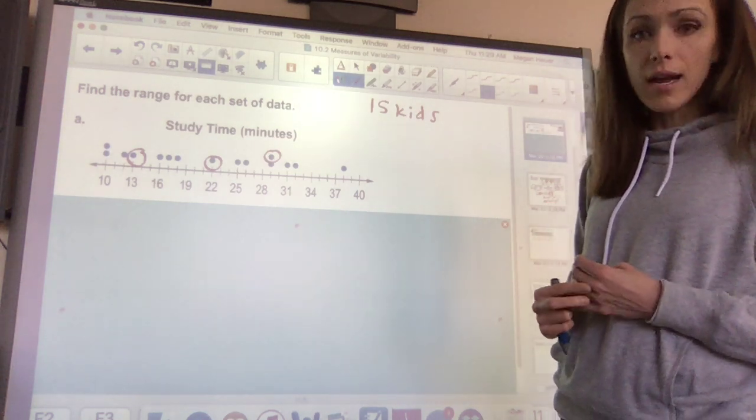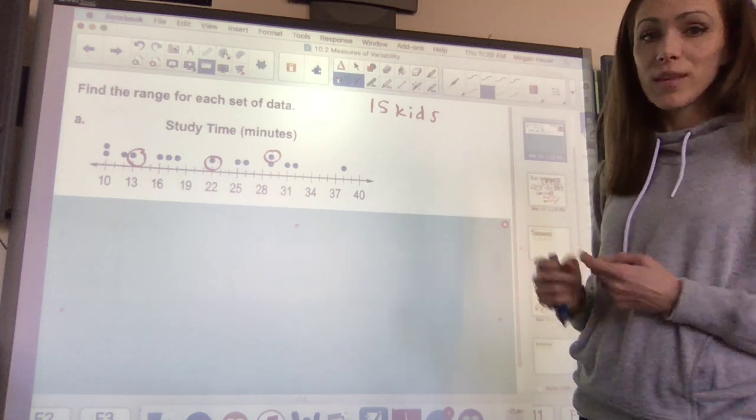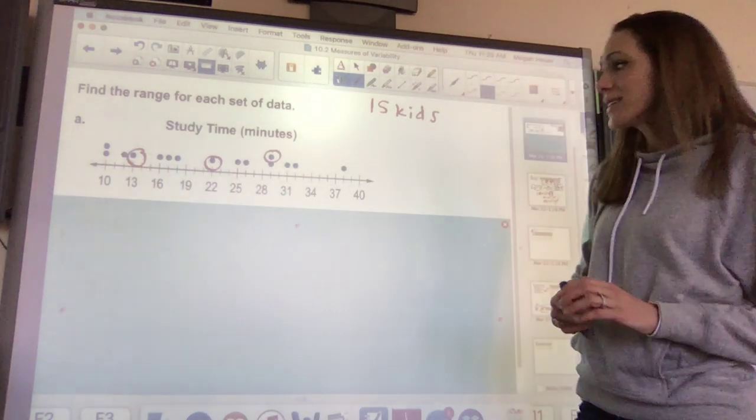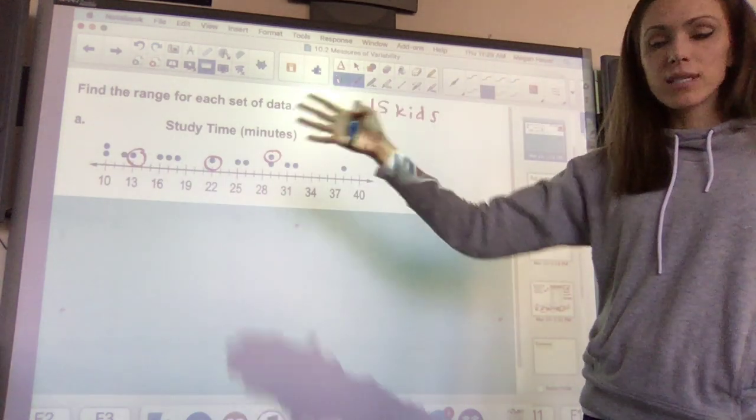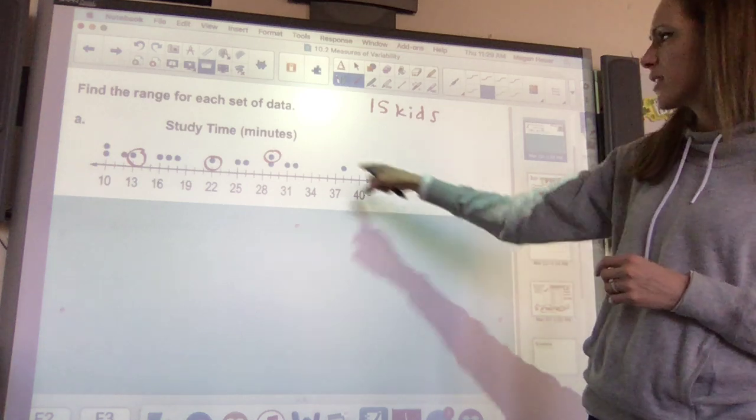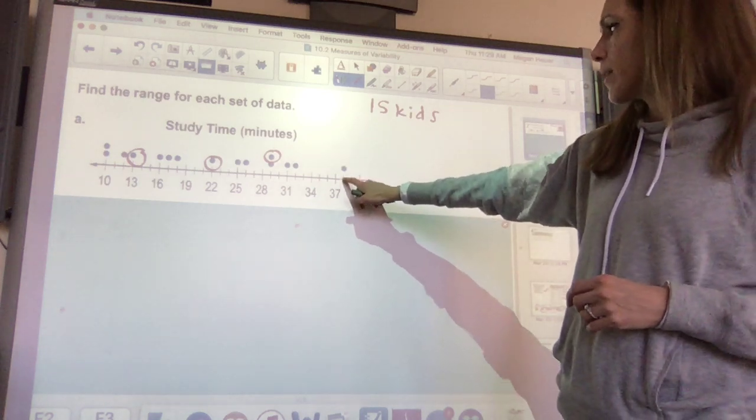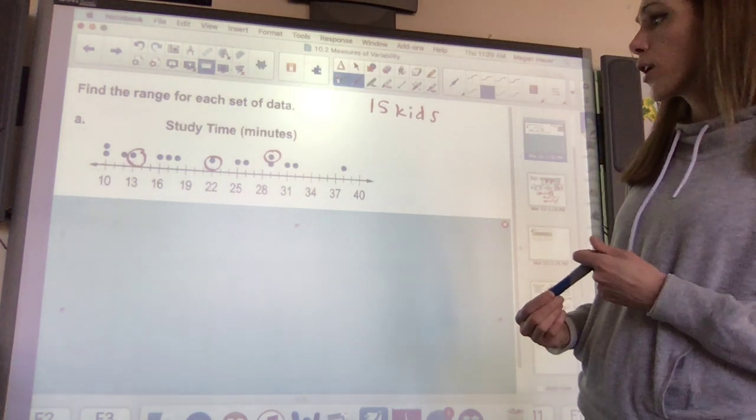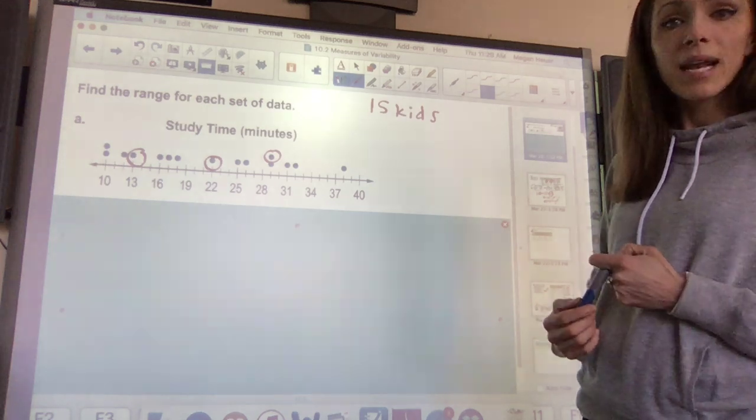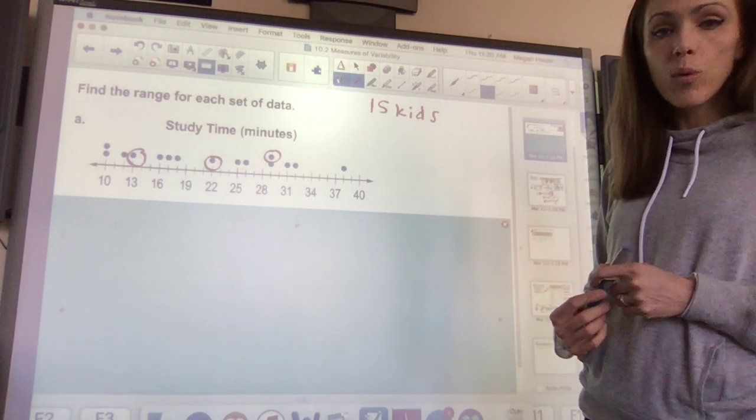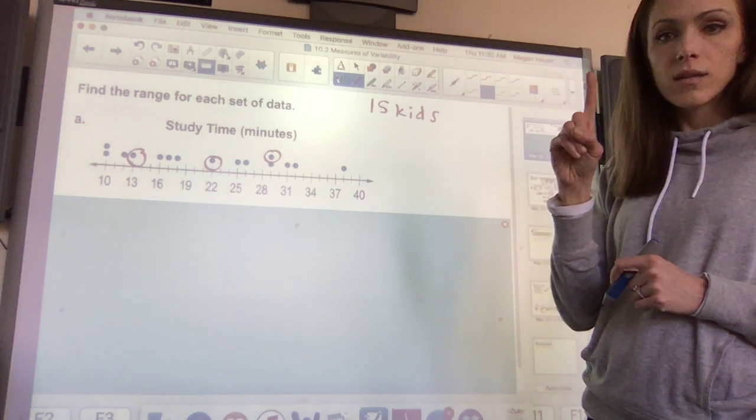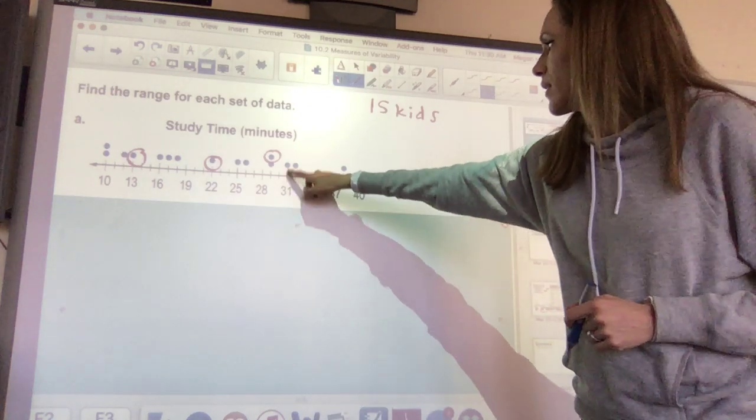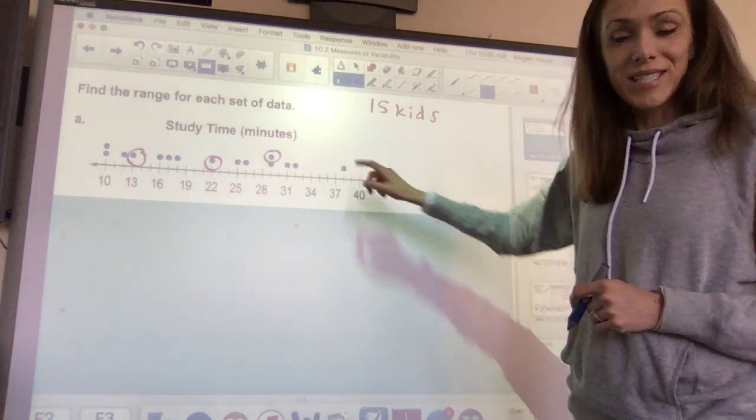Would there be an outlier? You could find that out too by doing the IQR times 1.5, adding it to this, subtracting it from this, and seeing if there's anything outside of those points. I doubt it. Nothing's too far out. The only one I'm worried about would be that 38 there. How many kids studied for more than 30 minutes? Good. 3. This kid, and this kid. Good job. They studied for more than 30 minutes.